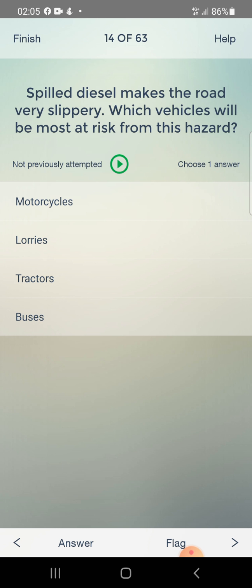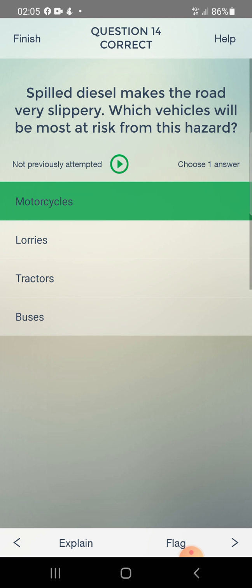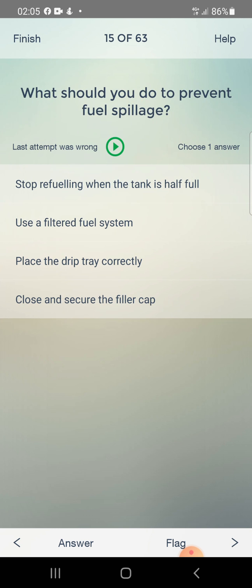Spilled diesel makes the road very slippery. Which vehicles will be most at risk from this hazard? So, motorcycle, lorries, tractors, buses, motorcycles. What should you do to prevent fuel spillage? Stop refueling when the tank is half full.